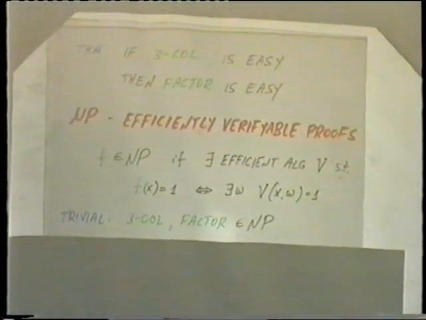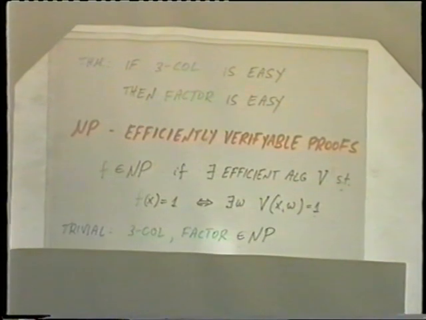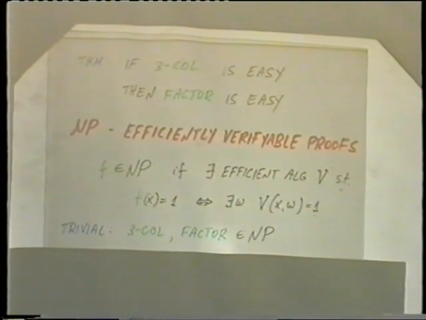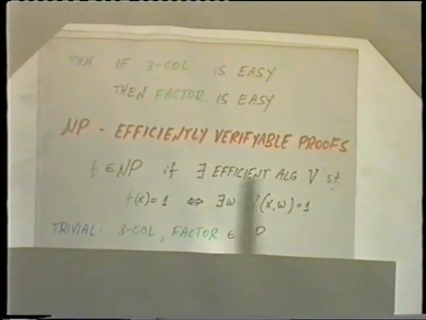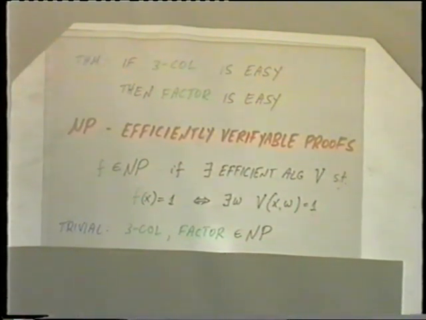The definition was given: a function is in NP if whenever the function is 1, you can verify it using a fixed polynomial time efficient algorithm, given a witness that's not much longer than the statement itself. And it is trivial to see that 3 coloring, for example, is in NP, because if I showed you a 3 coloring for that map, it would be an easily verifiable proof. Factoring is in NP. And so both problems are there.